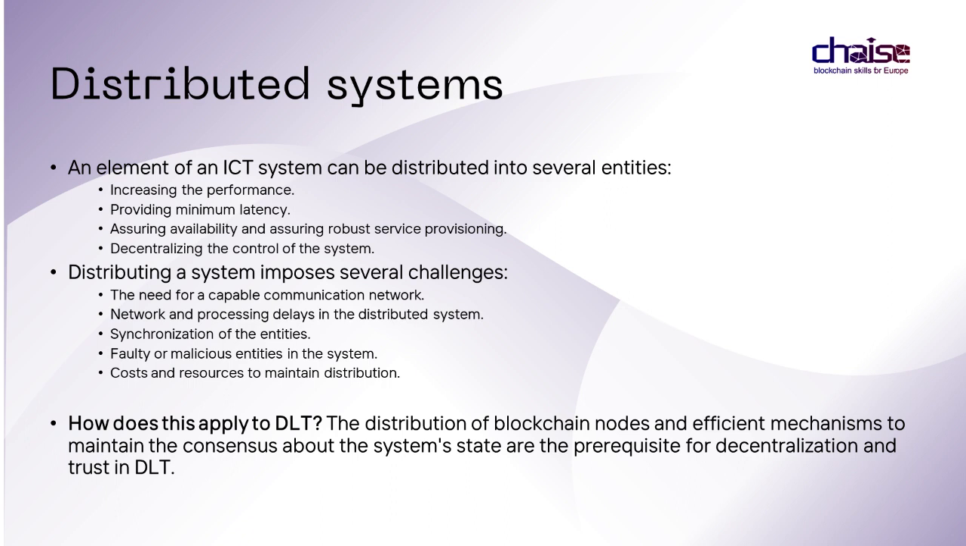Availability of a system and robust service provisioning. A distributed system might be fault-tolerant, meaning that it continues to operate, even if some instances cease to operate or become unreachable due to communication failures.